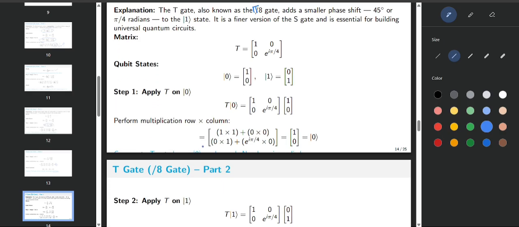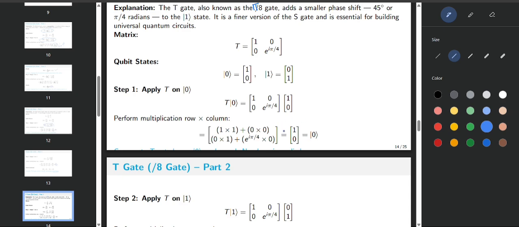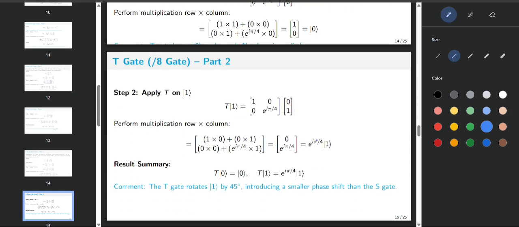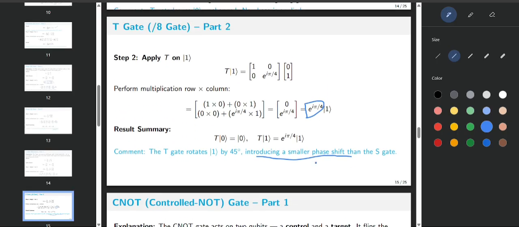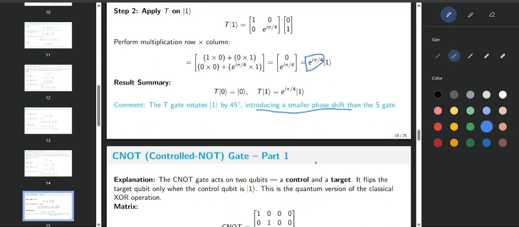So what actually happens when you apply it on ket 0? You will end up getting ket 0. If you apply it on ket 1, you will end up getting e power i pi by 4. We call this introducing a small phase shift. This e power i pi by 4 is the small phase shift added by the gate.